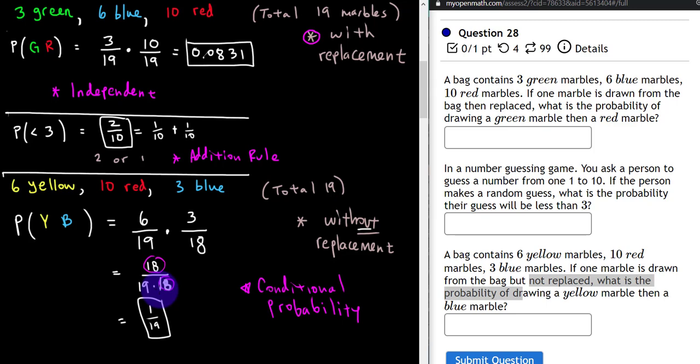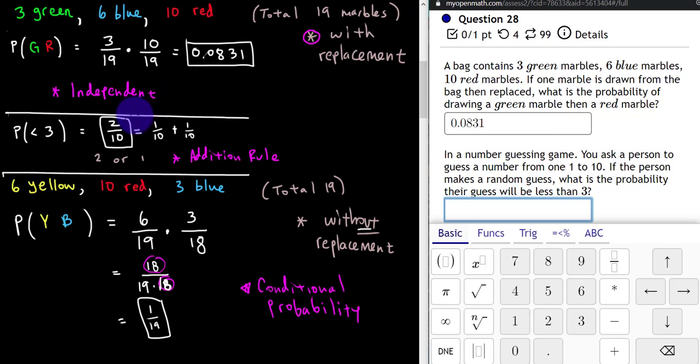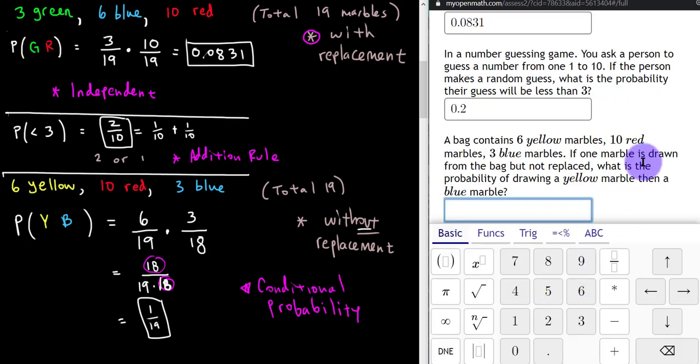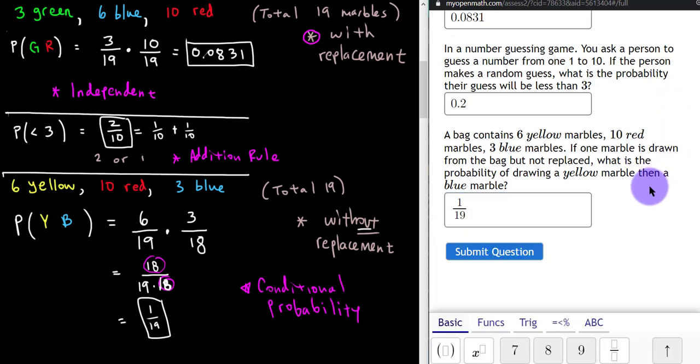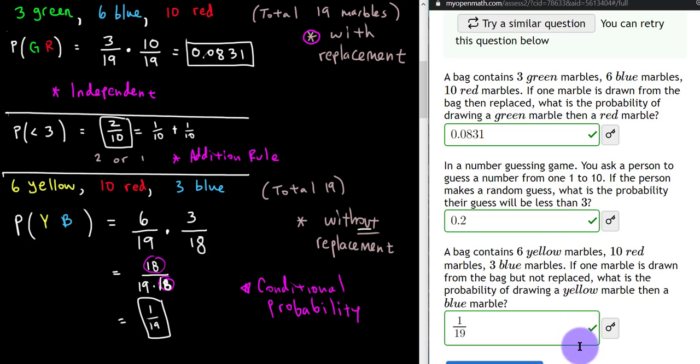Let's go type these in and see how we did. Our first answer, 0.0831. Our second answer, I believe I can type that in as a fraction, but I also know that's a 0.2. And I will type 1 out of 19 for the last one. Another swath of green check marks. Feels good. Hope this helps.